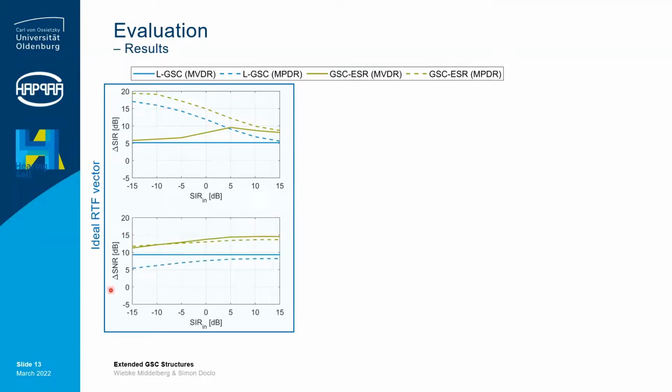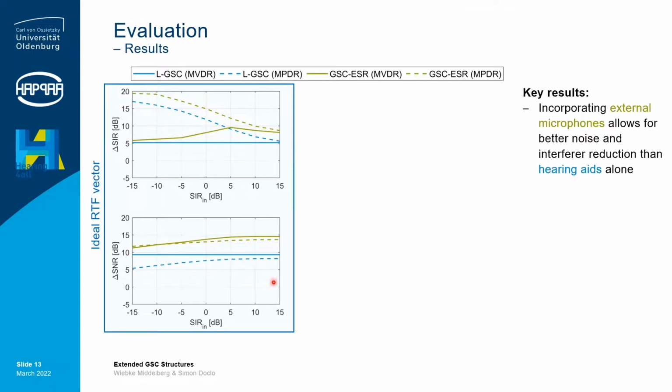Now, in terms of SNR improvement, we see that the system in green, which includes the external microphones, performs overall better than the local GSC, which only uses the hearing aid microphones. So the main conclusion that we can draw from this is, first of all, that the incorporation of the external microphones allows for better noise and interferer reduction than only using the hearing aid microphones. And we can also conclude that the MPDR implementation leads to better interferer reduction, particularly here at low signal to interferer ratios.